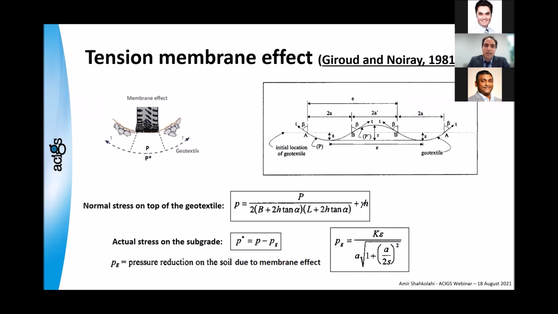It is actually the stress, the normal stress on top of the geosynthetic, mainly geotextile, is P, and then the actual stress on the subgrade is P star, which is P minus PG. PG is that tension membrane, which is calculated by this. So this is how we consider tension membrane. But as I said, it's mainly for rutting more than 75 to 100 millimeter.